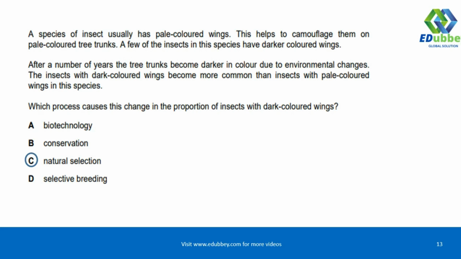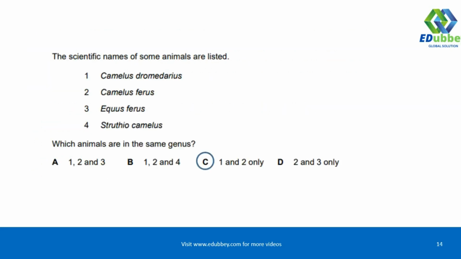The scientific names of some animals are listed below. And there's a question that says, which animals are in the same genus? The obvious answer here is C, which is 1 and 2: Camelus dromedarius and Camelus ferus.